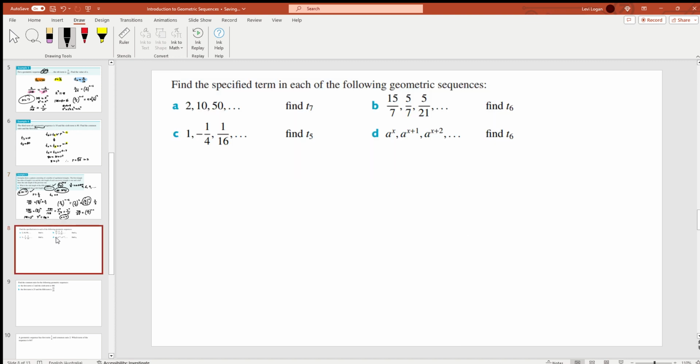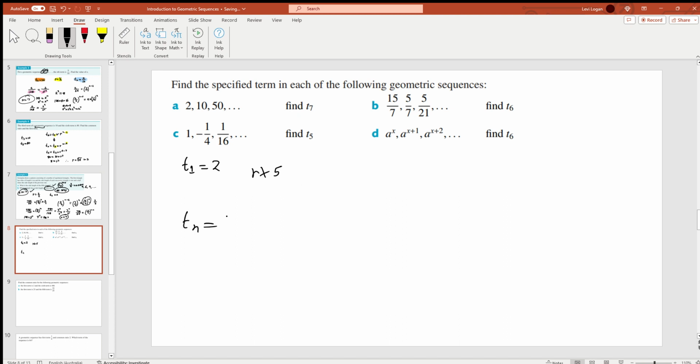Let's go straight into some questions now, so no longer examples. Let's get straight into it. So find the specific term in each of the following geometric sequences. So for example, we've got this one, so t of 1 is 2. On my r, we can see I'm increasing by 5, so times by 5. And we'll ask for the 7th term.